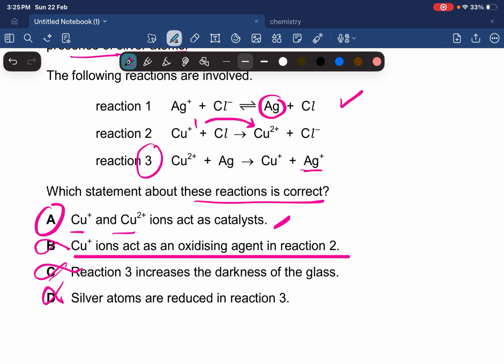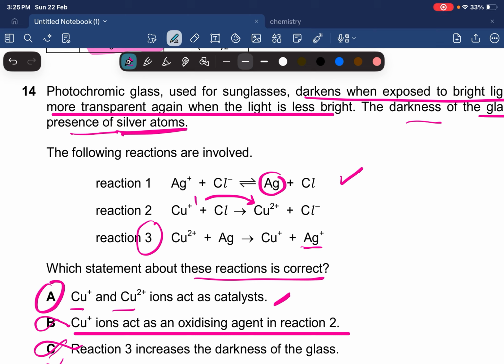So option A is correct, that copper plus 1 and copper 2 plus are acting as catalysts in this reaction. And you can see for yourself that they're being regenerated. Like 2 plus is regenerated, and then 1 plus is also regenerated in the last equation. Over here 1 plus is regenerated, over here 2 plus is regenerated. Over here 2 plus is used, over here 1 plus is used.